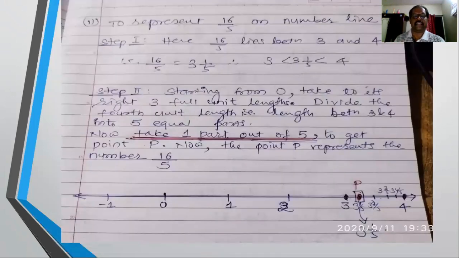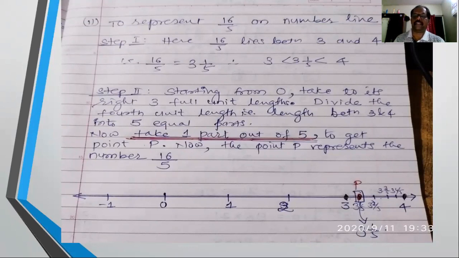Similarly, if the number given is 16 by 5, to represent 16 by 5 on the number line, the very first step is to check between which two integers the given number lies. Here, 16 by 5 can also be written as 3 1 by 5. It is a mixed fraction, which means it will lie between 3 and 4.